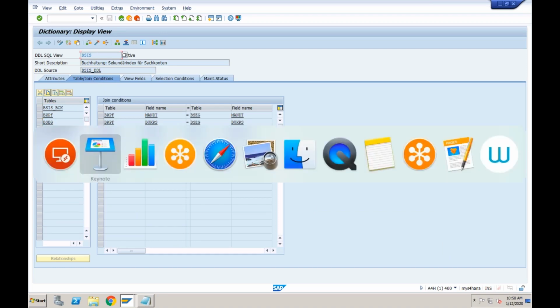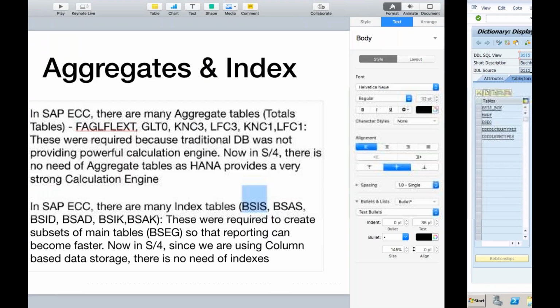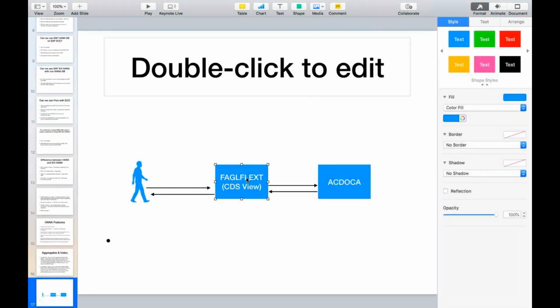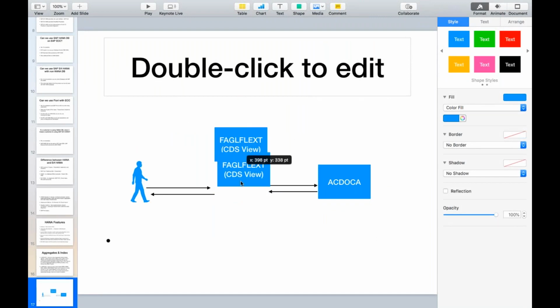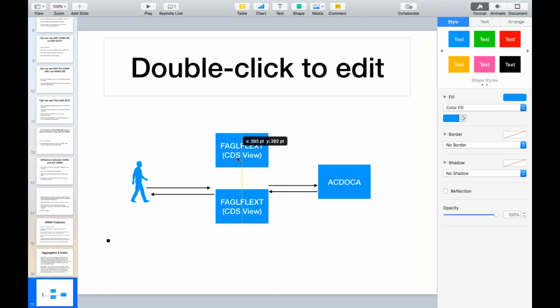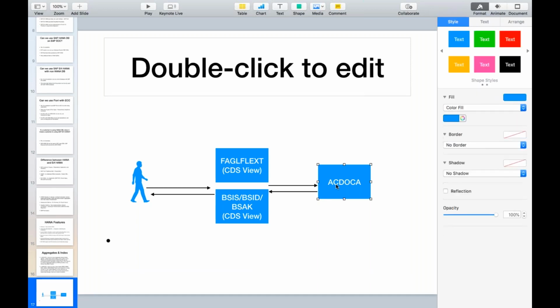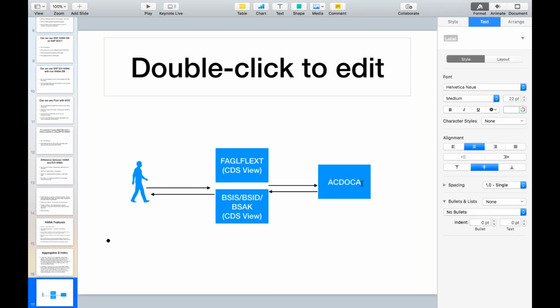Whenever a user comes and asks for any information from BSIS, BSIK, BSID, BSAK, etc., all those things are also migrated and the data will come from the main tables, ACDOCA or any other main table.